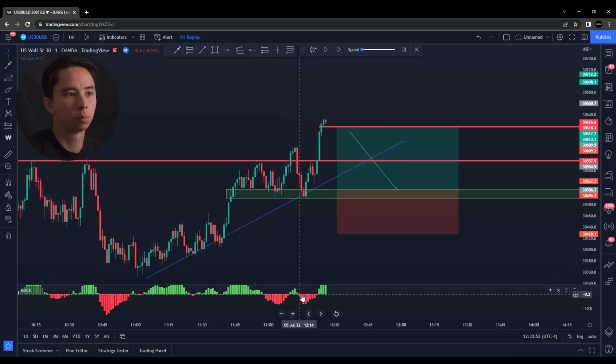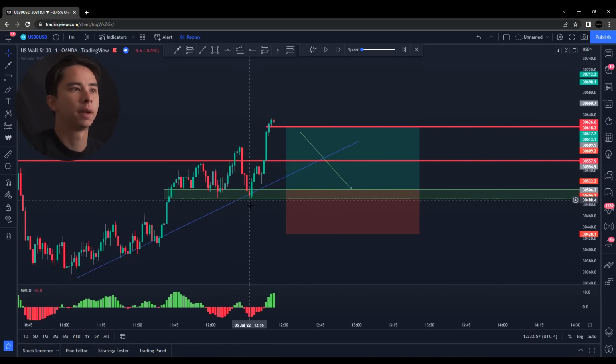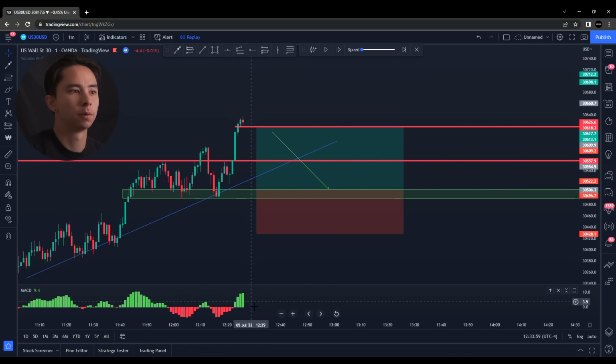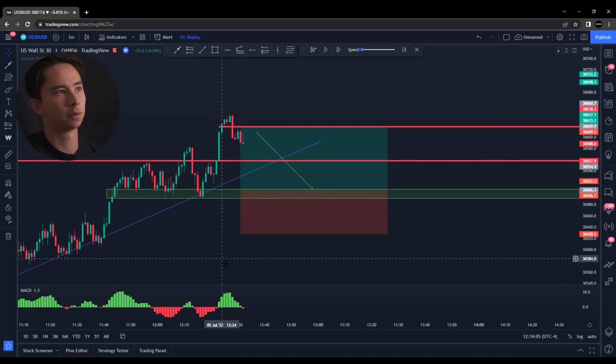We had lots of momentum. We were building momentum on the MACD. We don't want to take a trade like that. Now, as you can see, there's a lot of momentum. Momentum is building, but then we had to start seeing momentum start falling. So this would be a good place to take a sell.